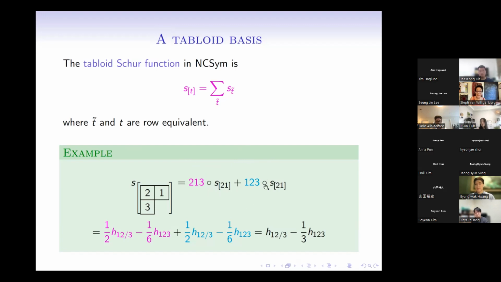Well, we calculated these on earlier slides as well, so let's just plug that in. Remember that when we calculated this, we got a half h123 minus a sixth h123, and when we did that with this function as well, we also got a half h123 minus a sixth h123. So adding these together, we get h123, and adding these together, we get minus a third h123.